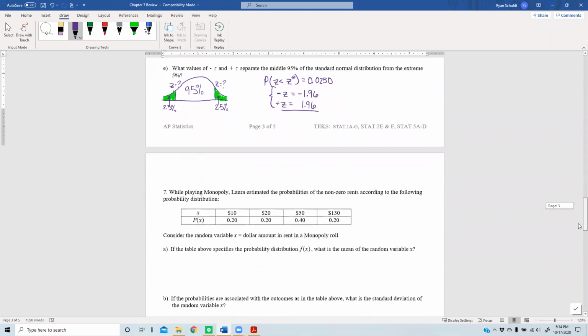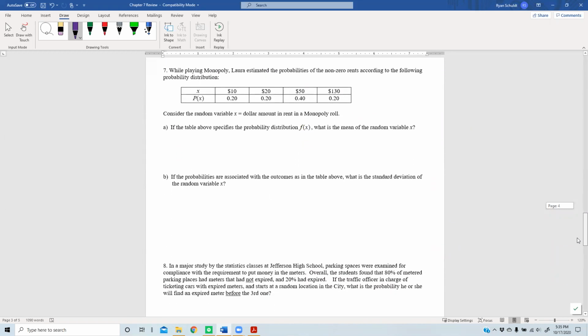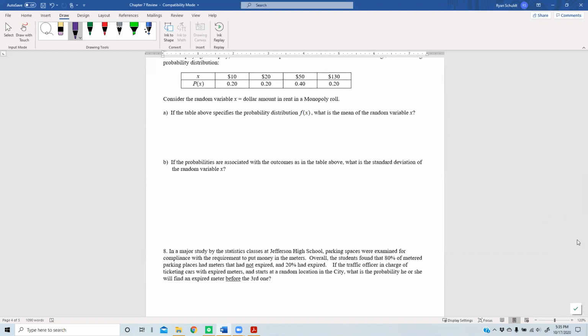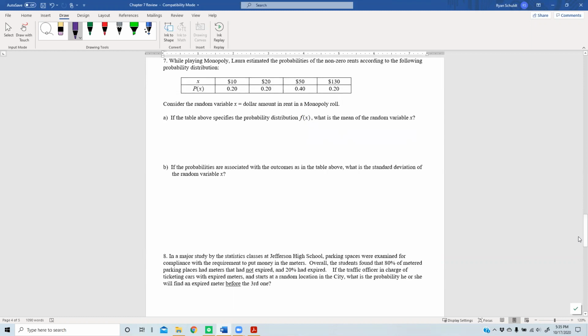So there's number 6. Number 7. So while playing Monopoly, Laura estimated the probabilities of non-zero rents according to the probability distribution. Consider the random variable x equals dollar amount in rent in a Monopoly roll.